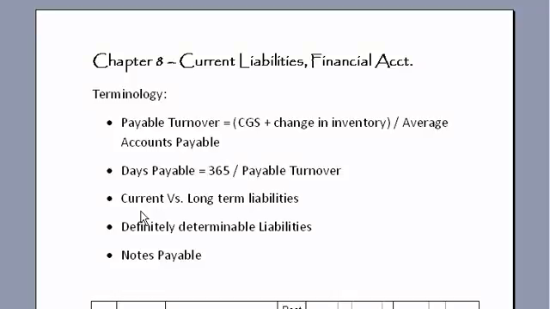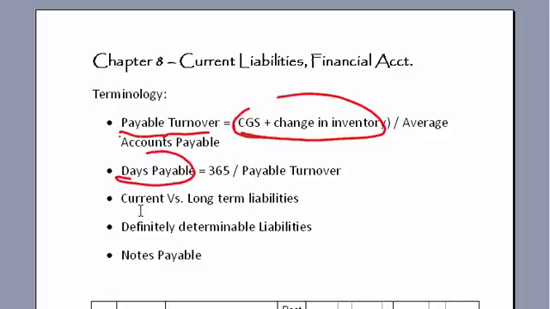We're going to have different financial ratios that we can use to keep track of how well our business is doing. One of the first ones here is the payable turnover. It's cost of goods sold plus the increase or decrease in our inventory divided by average accounts payable, and that tells you how many times our inventory turns in a year. Then 365 divided by how many times the inventory turns tells us in how many days.